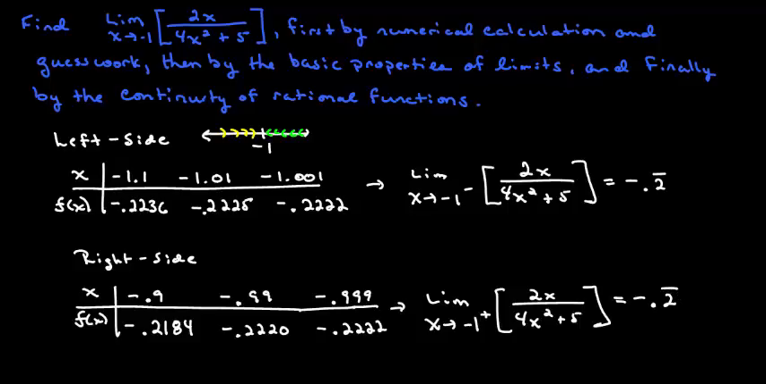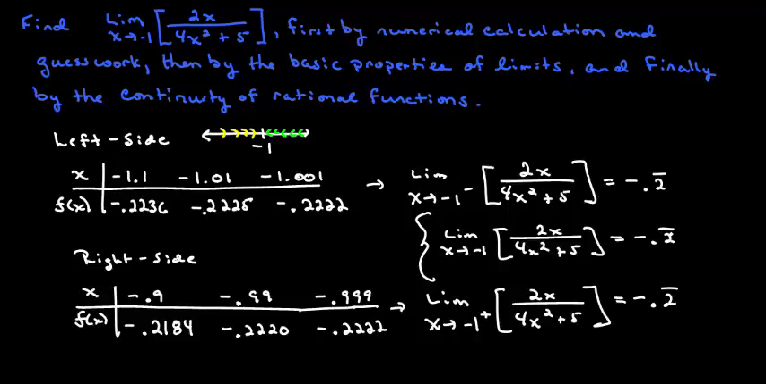is the same thing. So overall, we can take these two pieces, this one up here and this one down here, and combine them to say the overall limit as x approaches negative 1 of 2x over 4x squared plus 5 is equal to negative 0.2 repeating, which is negative 2/9.